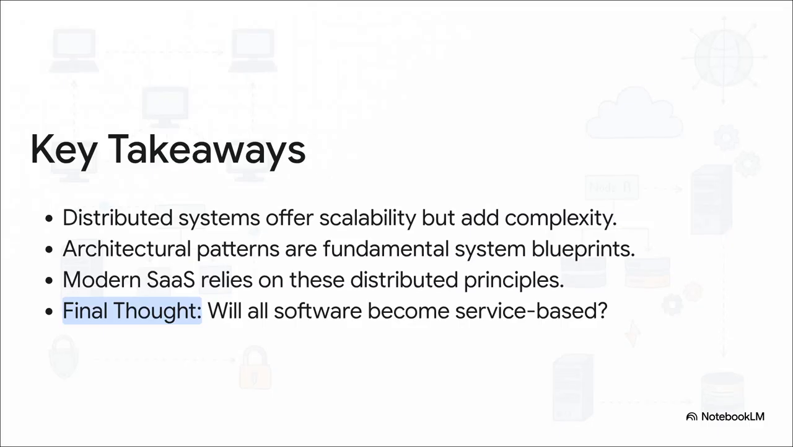So to wrap things up, what are the big takeaways? First, distributed systems are all about getting incredible scalability and fault tolerance, but you have to accept that they're just more complex to build. Second, we use these fundamental blueprints, these architectural patterns like client-server and peer-to-peer, to manage that complexity. And finally, all of these ideas are what make modern SaaS possible, allowing us to use powerful software right from our browsers.